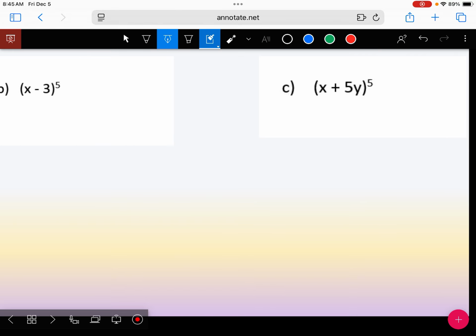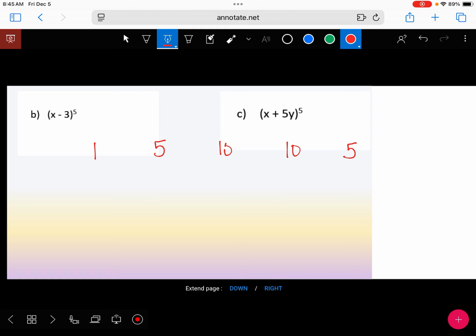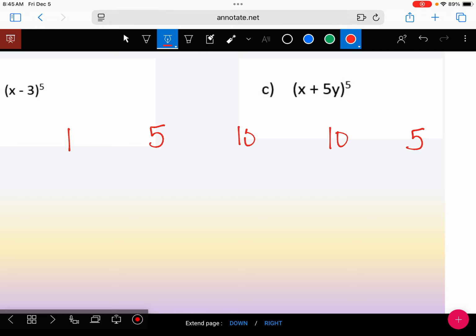So row 5, my numbers are 1, 5, 10, 10, 5, 1. Okay. Then we're going to start off. Now you could either start this off with x to the power of 0 and go up, or you can start with x to the power of 5 and go down. You get the same answer. So I'm going to start off with x to the power of 5 and I'm going to go down.